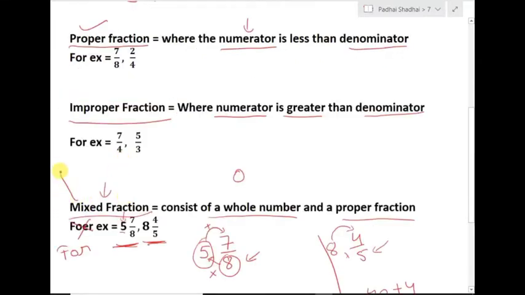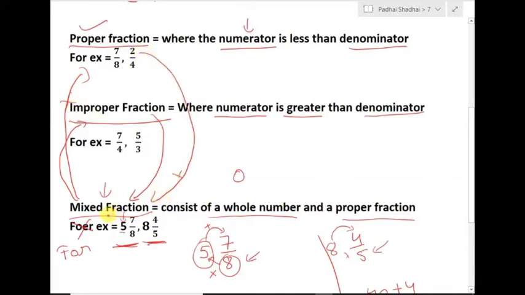Also remember, a mixed fraction can be converted into an improper fraction only. An improper fraction can also be converted into a mixed fraction. But a mixed fraction can never be converted into a proper fraction. Remember, it will never be converted into a proper fraction. Similarly, a proper fraction cannot be converted into a mixed fraction.